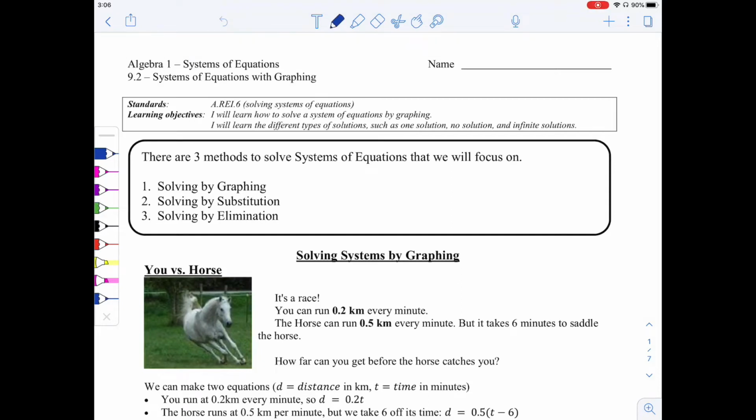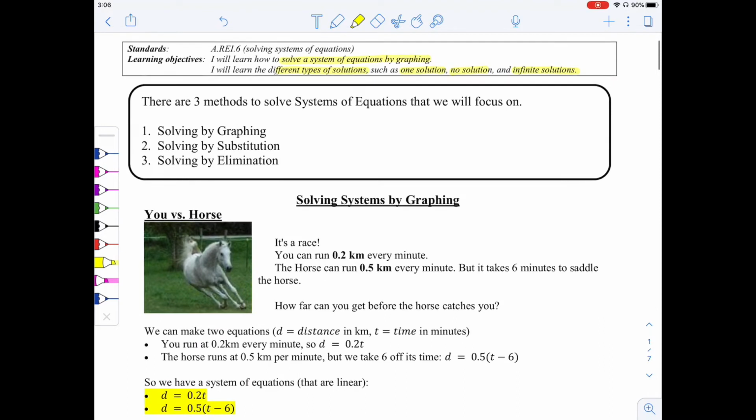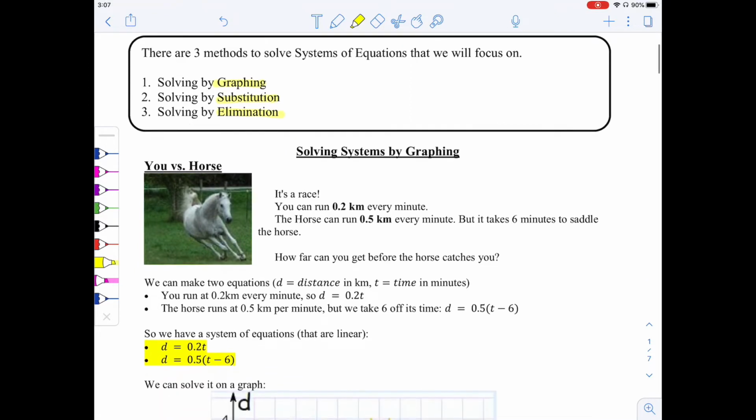Okay, welcome everyone. So this is 9.2, system of equations with graphing, right? You learn how to solve a system of equations by graphing and learn the different types of solutions, such as one solution, no solution, or infinite solutions, right? So there are three methods to solve systems of equations that we'll focus on in this class, which is solving by graphing, substitution, and elimination. So we're going to go into graphing now.